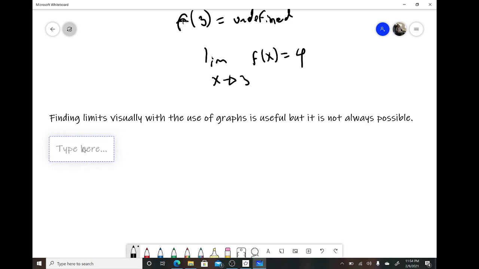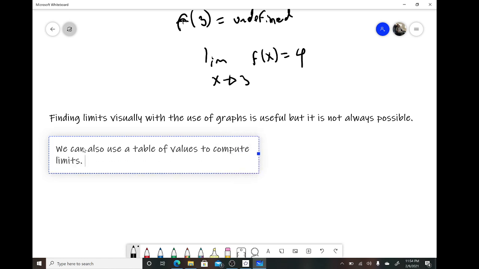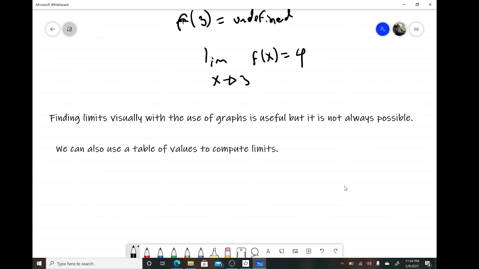So we can also use a table of values to compute limits. And this is very similar to what we did in lecture number 2 with the rock example. So let's do an example.